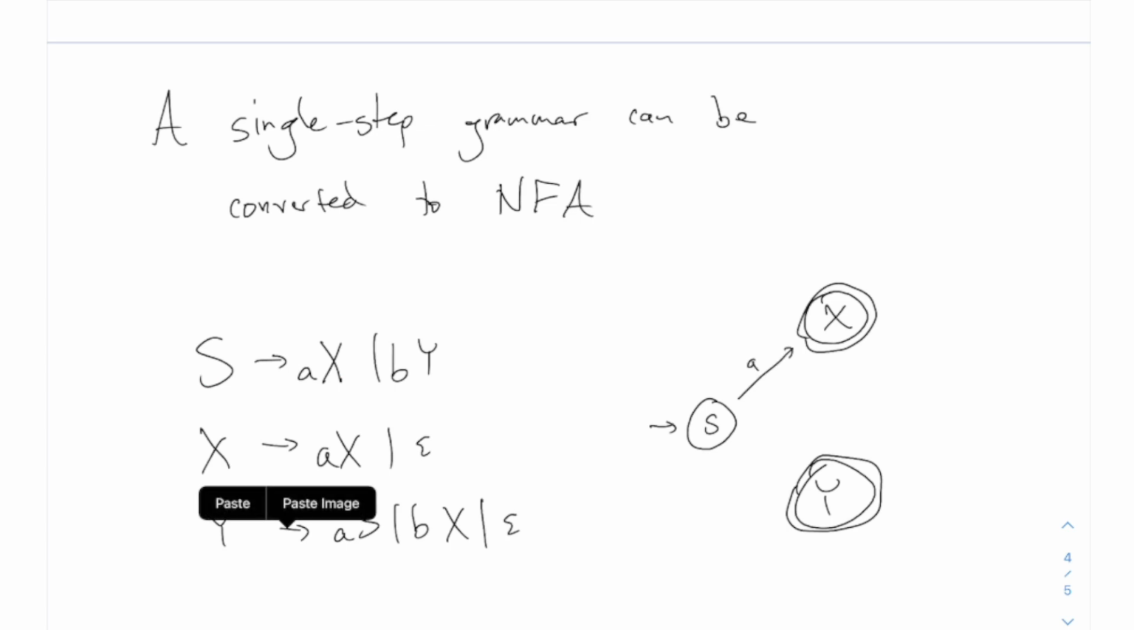S goes to BY means there's an arrow from S to Y with a B on it. And so on. You can just directly translate. X goes to AX means there's a looped edge here with an A. And then Y goes to AS, so that's like that. BX is like this. And epsilon means it's an accepting state. So that's the NFA for this language, all right? For this grammar.